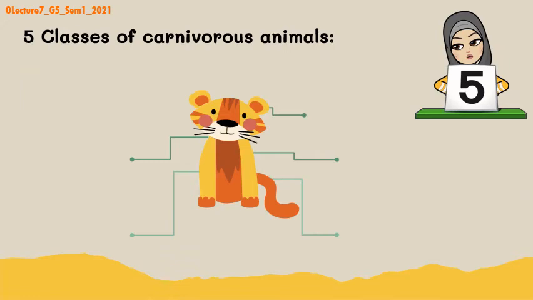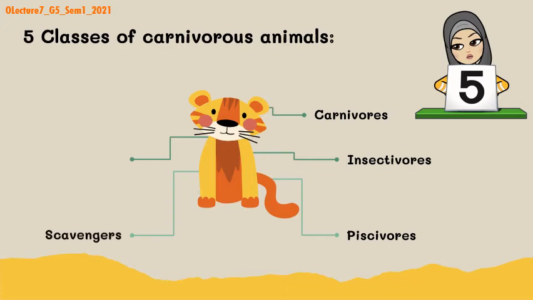So what are the 5 classes of carnivorous animals? Carnivore, insectivore, piscivore, scavenger, and the bloodsucker.